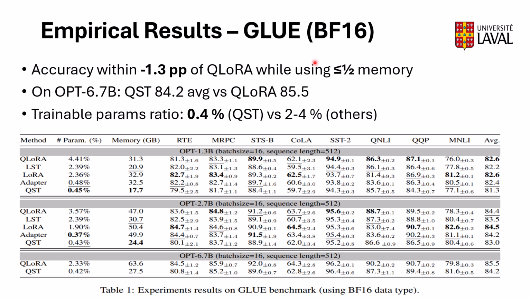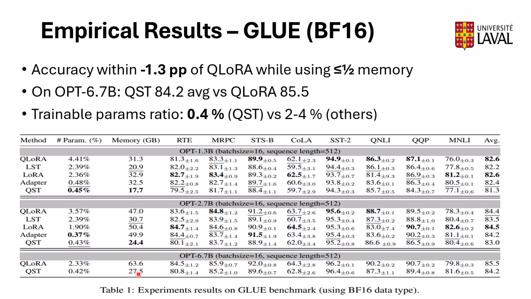With the method established, we now look at empirical results to assess how well quantized side tuning performs compared to baselines like QLoRA. On the GLUE benchmark, quantized side tuning maintains strong performance while drastically reducing memory and trainable parameters across multiple OPT models. QST stays within 1.3 percentage points of QLoRA while using half the memory or less.